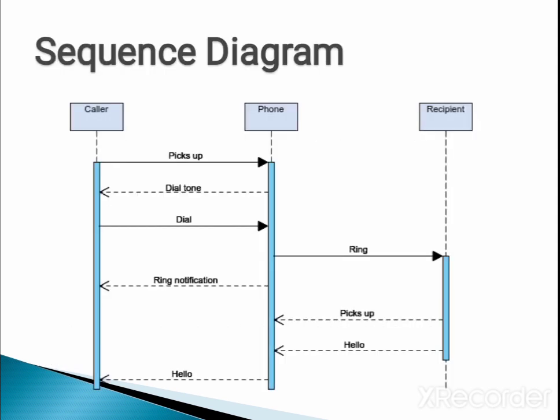Example for a sequence diagram: the logical flow of the system is shown in the diagram. The logical view is seen between the caller and recipient in the phone. The caller picks up the phone, a dial tone is heard and he dials the number. The recipient hears a ring and a ring notification is sent to the caller.